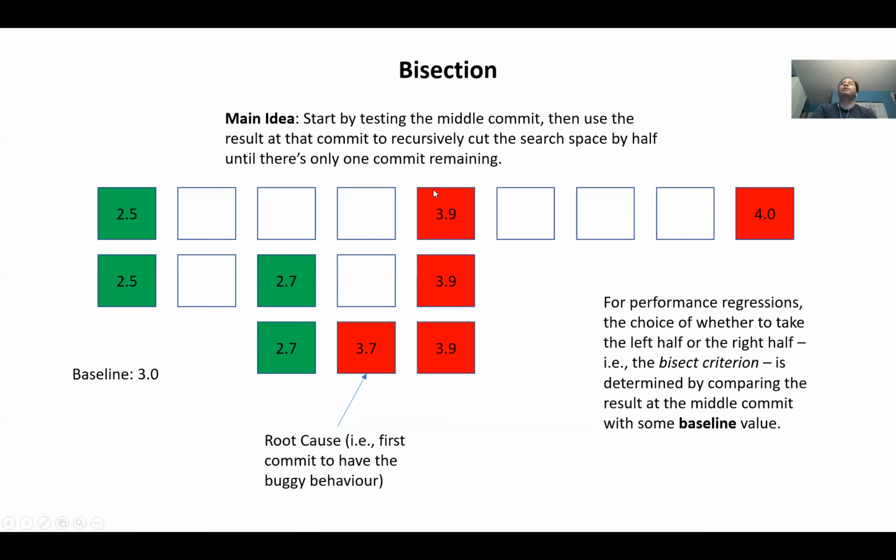So again, as before, we go to the middle commit, and then we're going to get some performance result. In this case, it's 3.9. So 3.9 is greater than the baseline value. Therefore, we consider this a bad commit. And then we essentially just proceed as before, right? We take the left side, and then we take the right side based on the result from this middle commit here. And we get the same root cause block as before. Okay, so this is what we consider the culprit, or the block or the commit that introduced the regression. So as you can see, it's very, very similar, except in this case, we're comparing with some sort of baseline value. Okay.